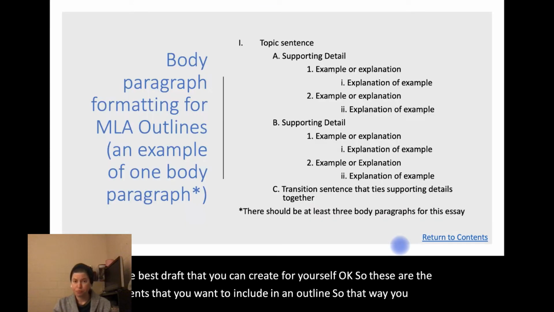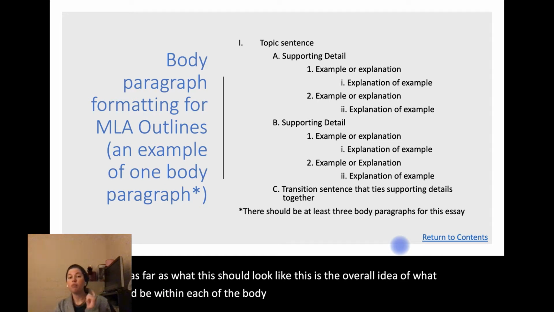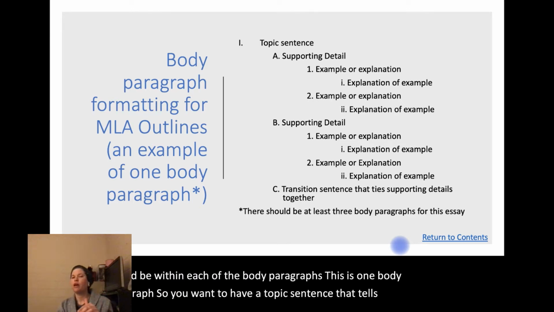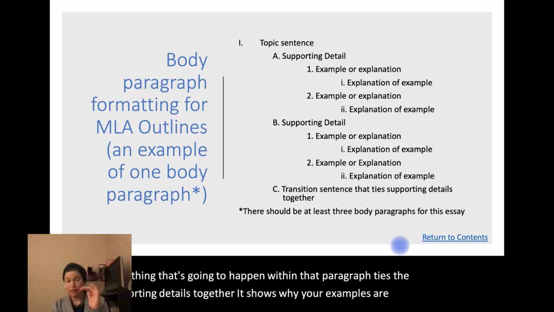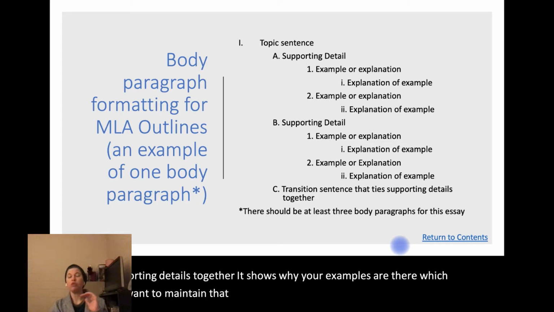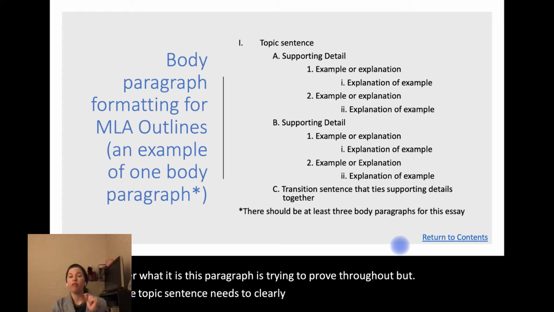Now, as far as what this should look like, this is the overall idea of what should be within each of the body paragraphs. This is one body paragraph. You want to have a topic sentence that tells your reader everything that's going to happen within that paragraph. It ties the supporting details together. It shows why your examples are there, and you want to maintain that idea throughout. Keep reminding the reader what this paragraph is trying to prove. But your topic sentence needs to clearly state what the goal of the paragraph is.